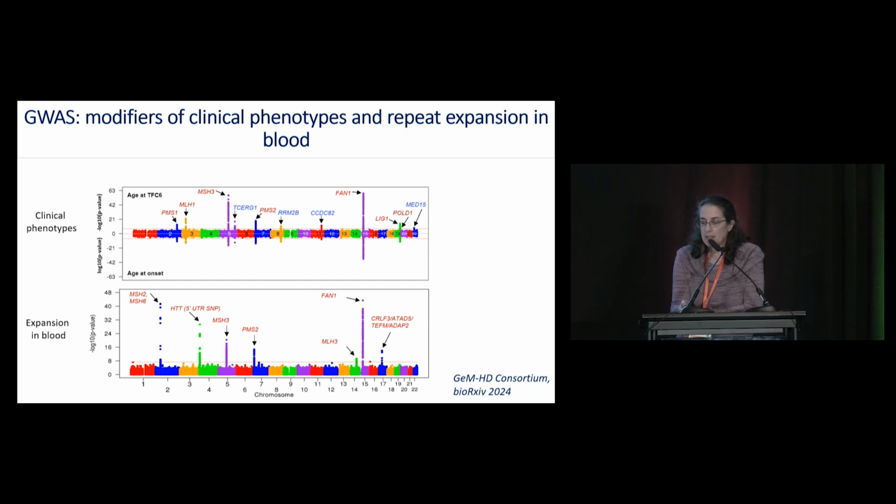Interestingly, there were some additional genes that emerged. For example, MSH2, MSH6, a SNP in the 5' UTR of Huntington, as well as MLH3, which was close to significant for clinical phenotypes, but genome-wide significant for expansion in blood. This distinguishes effects of these modifiers in blood, modifying stability, and in the brain cells driving disease clinical phenotypes, suggesting that the way in which they act subtly may be different in different cell types.